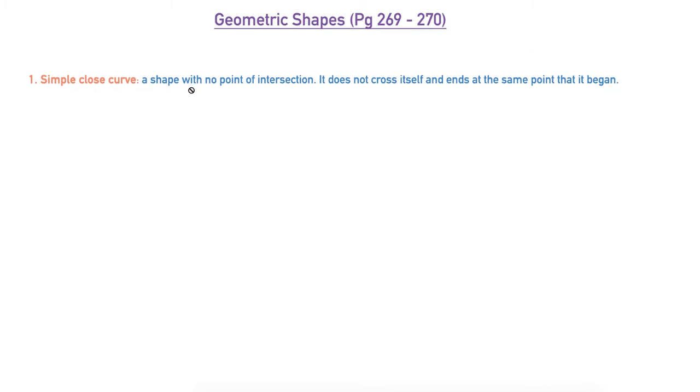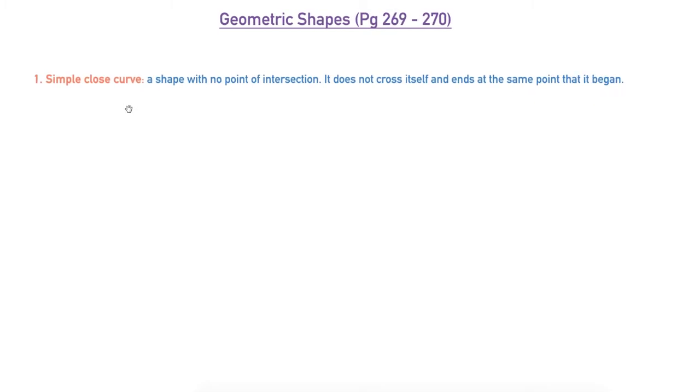So, the first one we're going to learn about is called simple closed curves. These are pretty much any shape with no point of intersection. It does not cross itself and ends at the same point that it began. So that might be a little bit confusing. Let me show you some examples. Pretty much most shapes that you can think of fall under the simple closed curve category. For example, a triangle or a circle or a square. These are all considered simple closed curves, okay?